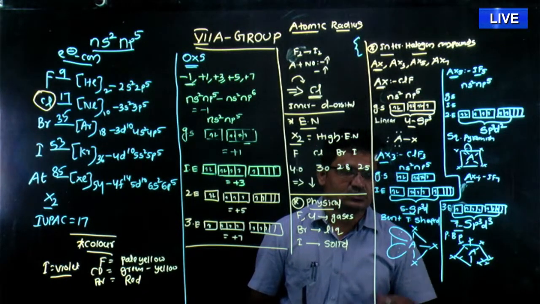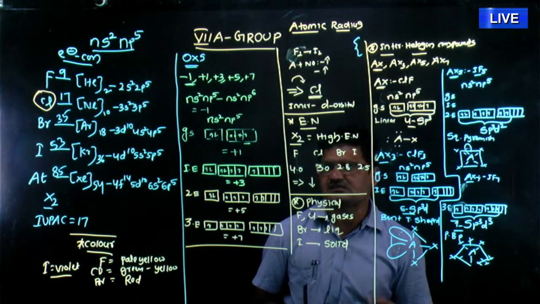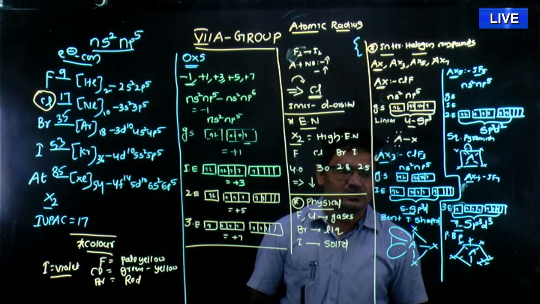After this interhalogen compound, chemical reactivity and oxides of chlorine and fluorine will be discussed. To be continued in the next class. Okay, so this is today's topic.